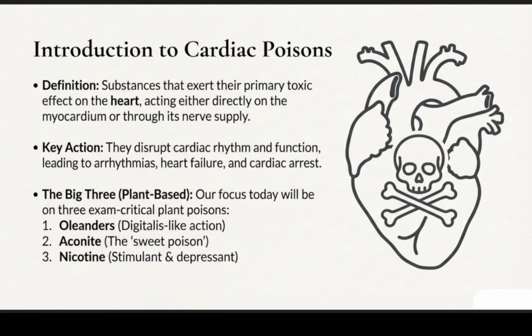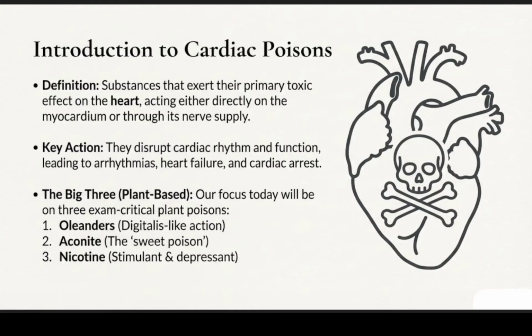Okay, so what is going to happen when there is an action towards the heart? They are going to disrupt the cardiac rhythm and function. Because of that, there are going to be arrhythmias, heart failure and cardiac arrest. Okay, but apart from that, there are three important plant-based things which you have to remember, which are the cardiac poisons.